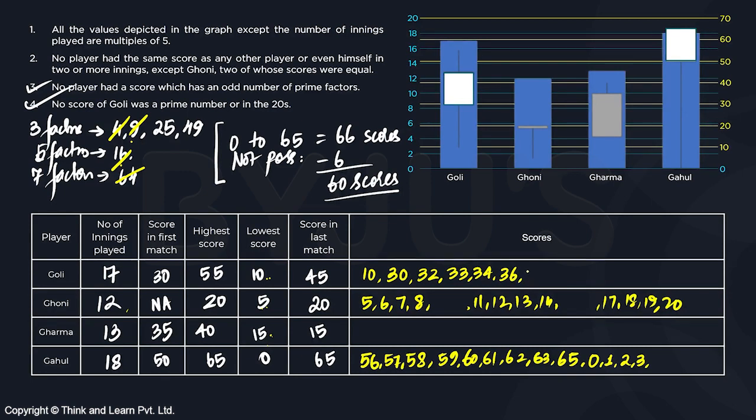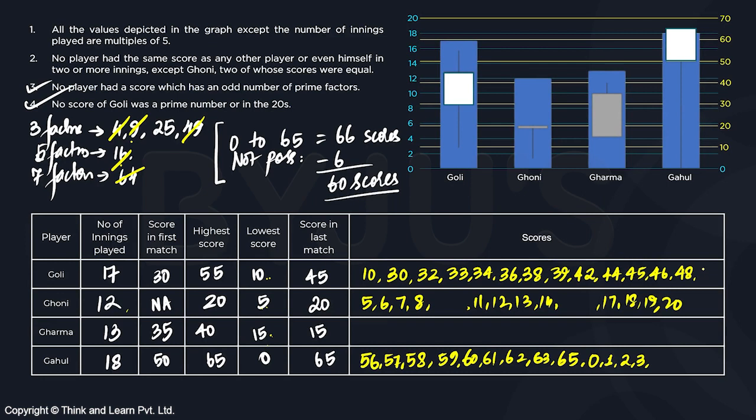37 is a prime number. We can't take that. We can take 38. We can take 39. We can't take 40 because 40 is going to be one of the scores of Garma. We can't take 41 because it's a prime number. We can take 42. 43 is a prime number. We can't take that. We can take 44, 45, 46. We can't take 47, it's a prime number. We can take 48. We can't take 49. So 49 is gone.